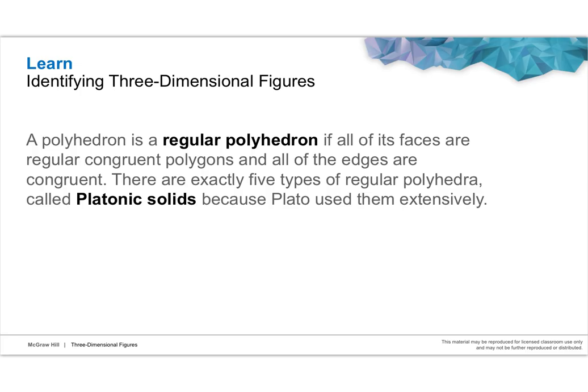Just like a regular polygon has all angles and sides that are congruent to each other, a polyhedron is considered a regular polyhedron if all of its faces are regular polygons themselves, and all of the edges are congruent. There are only 5 types of regular polyhedra, and we call those Platonic solids because the mathematician Plato was the one who used them and identified them first.